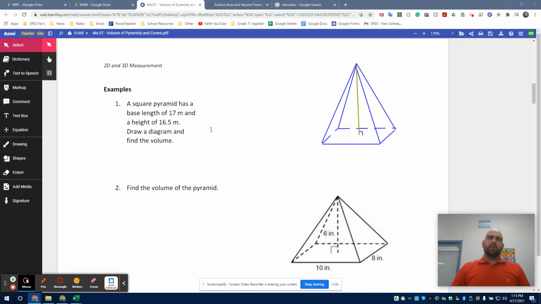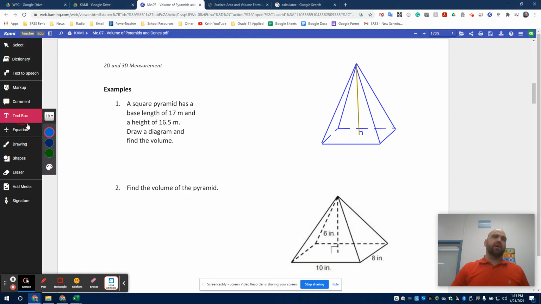Let's take a look at a couple of examples to try to find the volume of a pyramid. The first one here is just words. Okay, I've drawn out a diagram already. You'll notice on your page there's no diagram, but here's a diagram of a pyramid. We have a square pyramid that has a base length of 17 meters and a height of 16.5 meters.